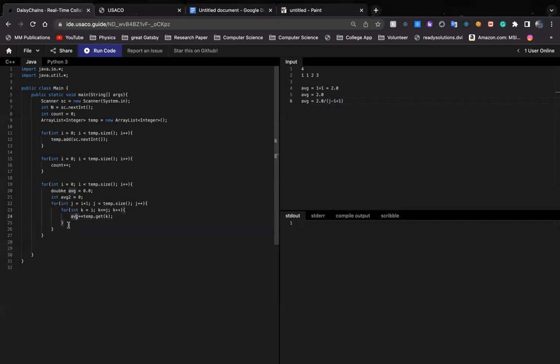And then once after this we go outside of it and do average over j minus i plus 1. So now what we have is the average of all these values. So in this case, the average would be 1.0, right? Now, all that we have to do, now that we have the average, is check it with the values which we added. And if any of those values is equal to the average, well, our counter increases, correct?